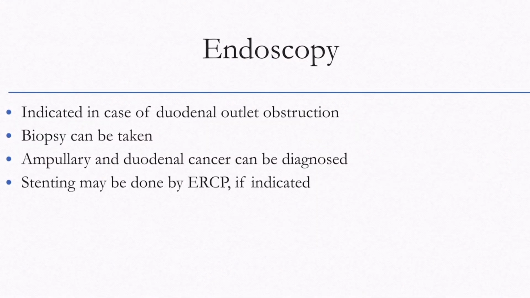Endoscopy is indicated in case of duodenal outlet obstruction. A biopsy can be taken. Ampullary and duodenal cancer can be diagnosed as they project in duodenum. Stenting may be done by ERCP, if indicated.